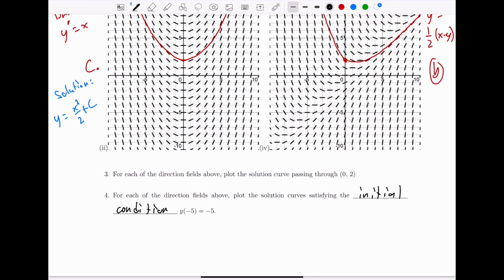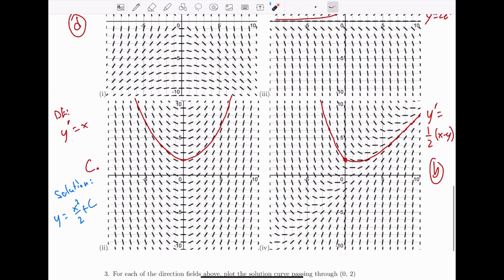And remember that when we have a differential equation along with an initial condition, this is called an initial value problem. We're getting specific solutions to the differential equation. So we want the specific solution satisfying y of negative 5 equals negative 5. So in other words, these are passing through the point negative 5, negative 5. That's another way of phrasing this.